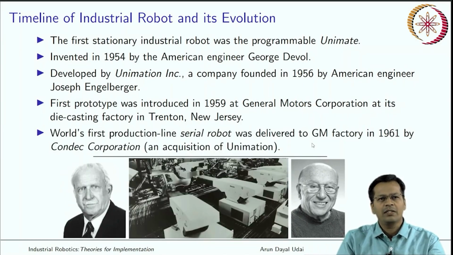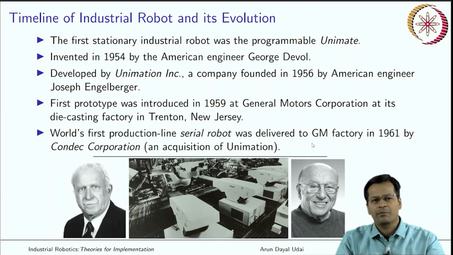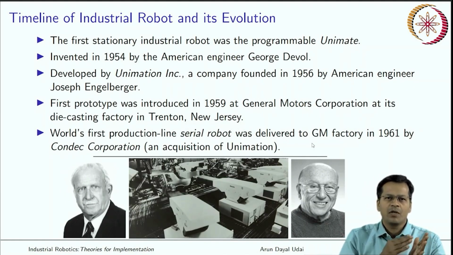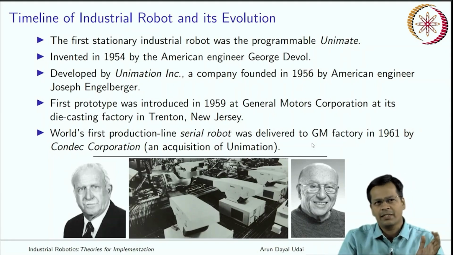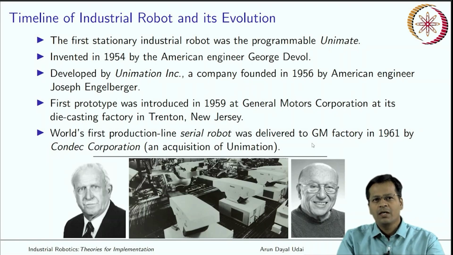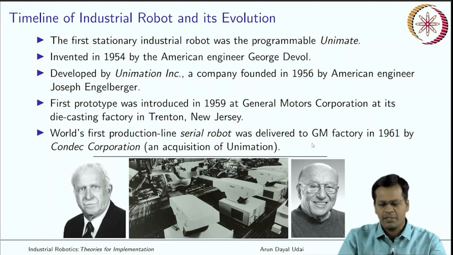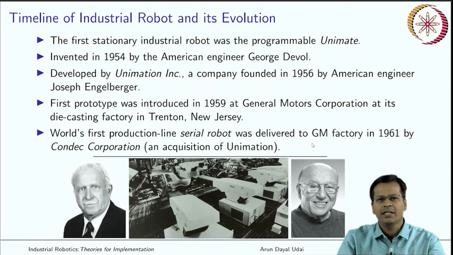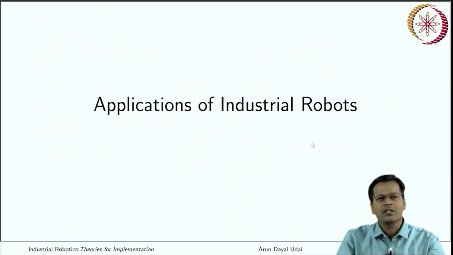Later on, the world's first production line, meaning you have a good number of robots in a single assembly line, each robot with a specific task to do, was implemented for the first time in a General Motors factory in 1961 by Condec Corporation. It was an acquisition of Unimation Inc. So yes, these are the pictures of that assembly line and of these great men. Now we'll see some of the applications of industrial robots.